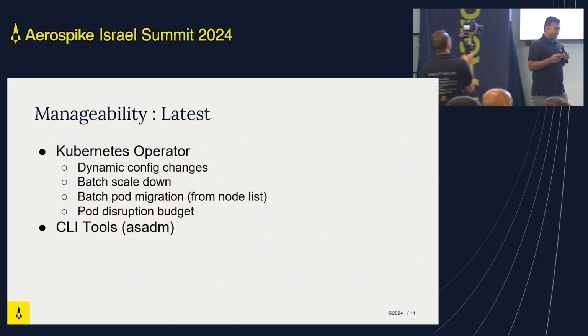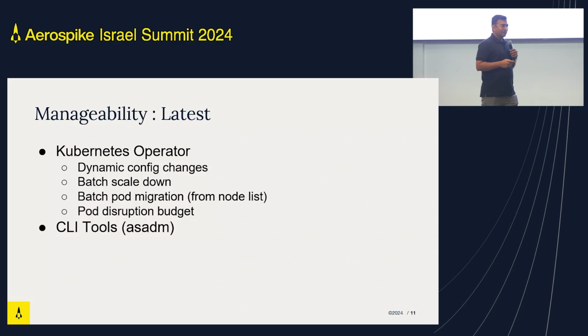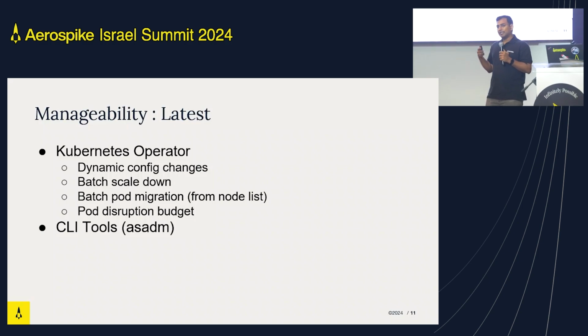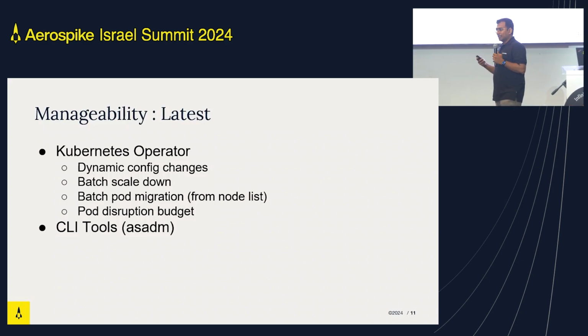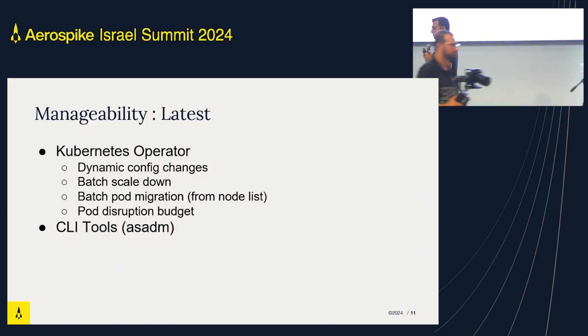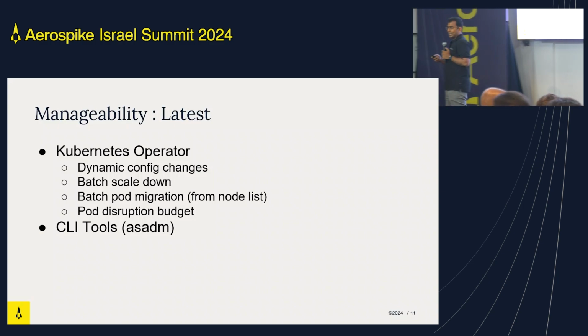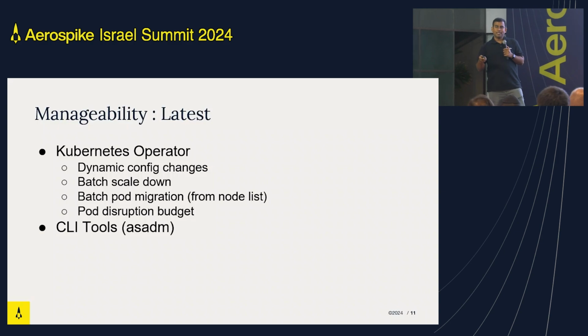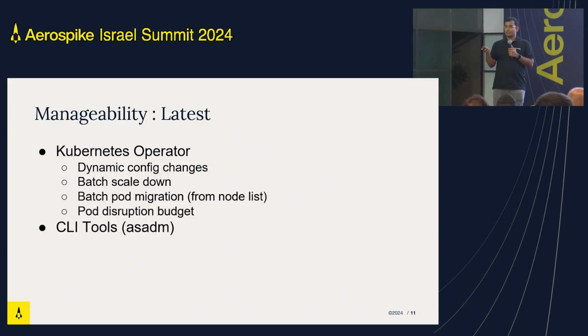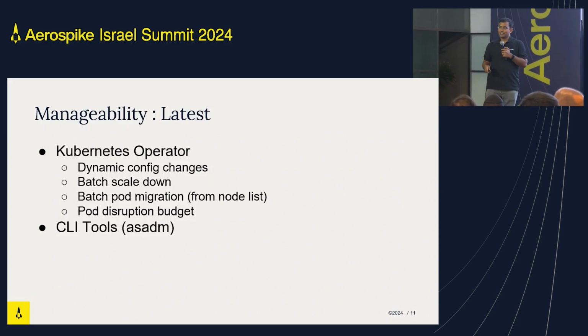Similarly, batch scale down. If you are using rack-aware clusters, you can actually shut down multiple nodes at a time, right? Our operator was not supporting that, and we did enhance that capability where you can say, I want to take down these 4 nodes in one rack because you know for sure that this copy is going to exist in a different rack, okay?